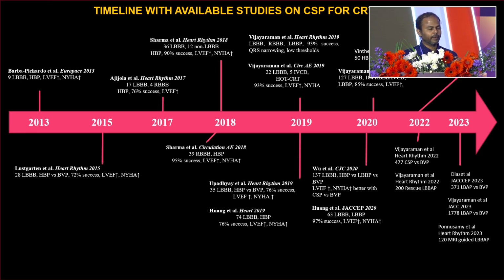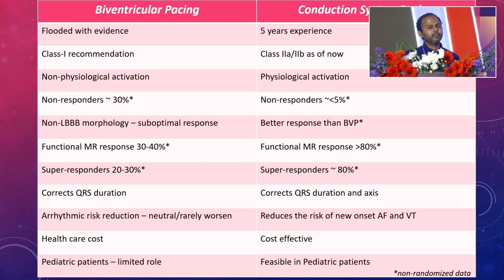Currently, left bundle pacing has been offered a class 2A and 2B recommendation in the guidelines as an alternative for CRT. But once we get randomized data, probably this will go up, and this may be a frontline therapy for patients with any wide QRS, be it left bundle or right bundle branch block, with a significant LV dysfunction. So this is a quick comparison of biventricular pacing and conduction system pacing.